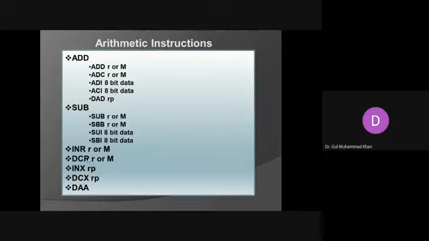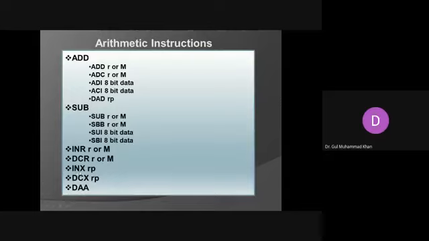Similarly, decrement is similar to increment. The only difference is increment was incrementing by one, and DCR is going to decrement by one. The same case is with the memory content. So it goes to the memory location, loads the value of that particular memory location, subtracts one from it, and then stores the result back at the memory location. It is being performed by the microprocessor itself.